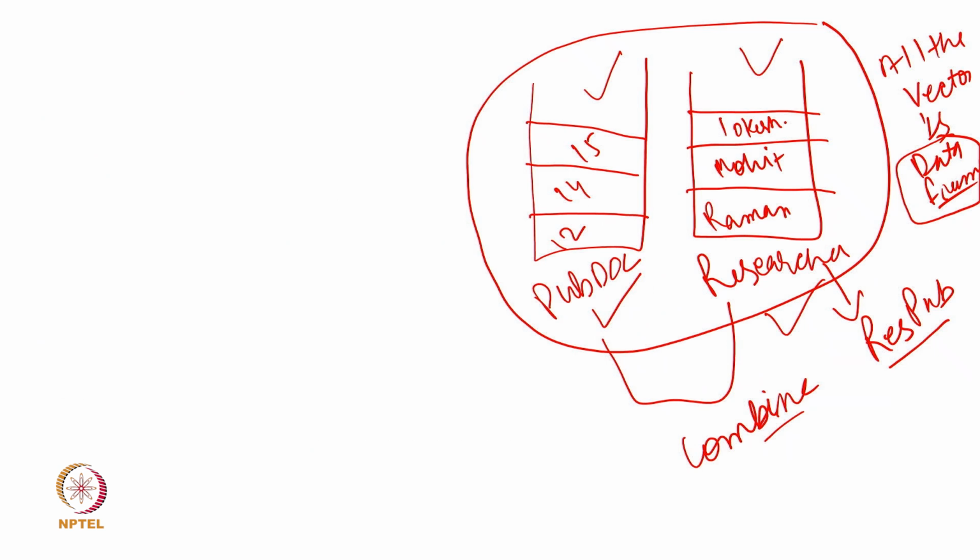One way is that you add values here like 16, 17, and then you add names here as Sumit, and then Arvind. So you create one vector here as pubdoc and then another vector as researcher. Then you combine these two vectors and convert it to a data frame.